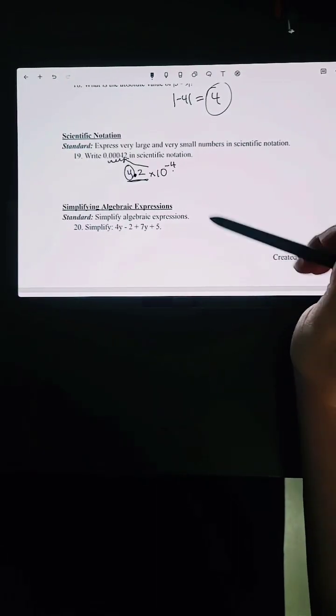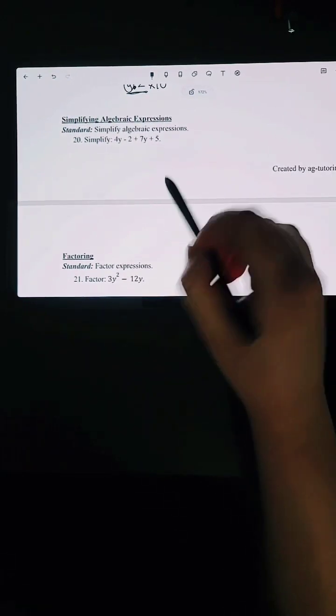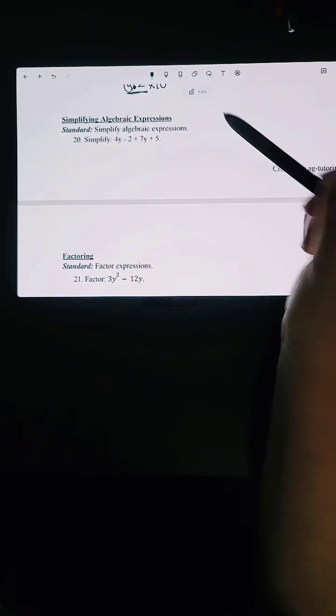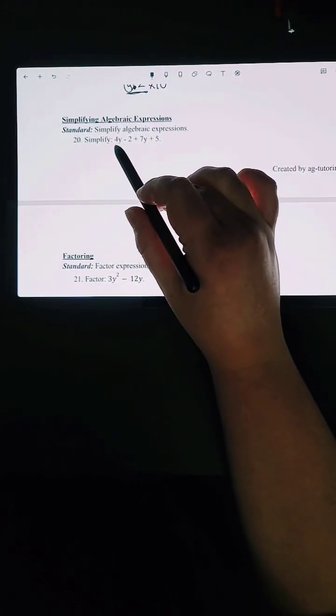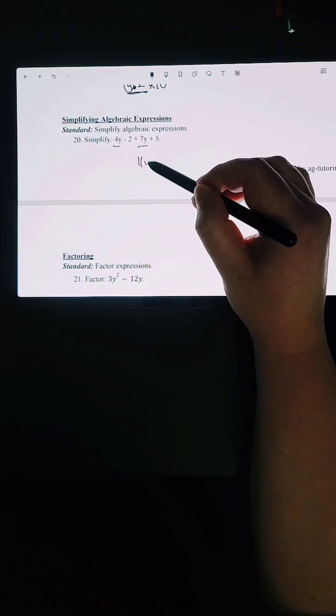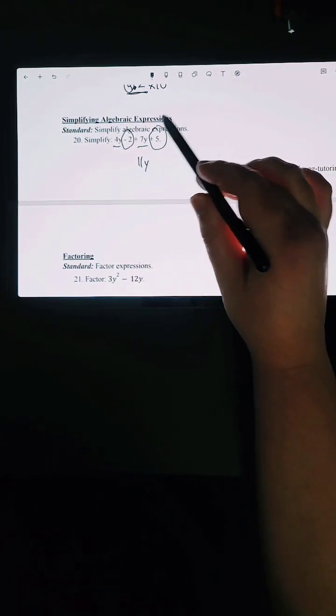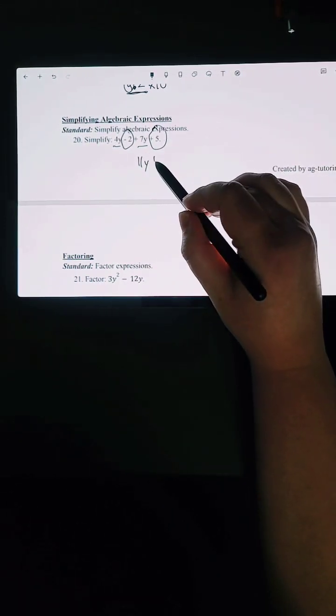So then let's go to this next one. All we're doing is reviewing combining like terms. So 4y and 7y are like terms. So 4y plus 7y is 11y. And then we have negative 2 and positive 5. Negative 2 plus 5 is just going to be positive 3.